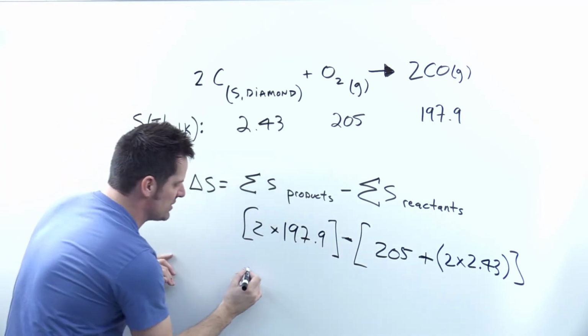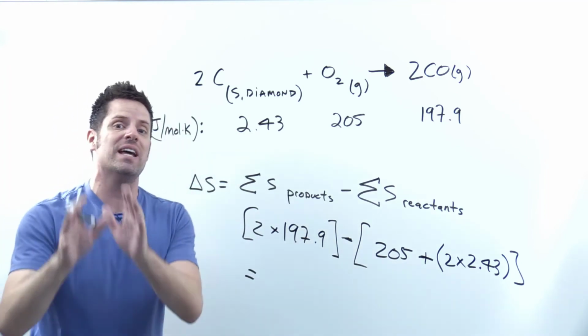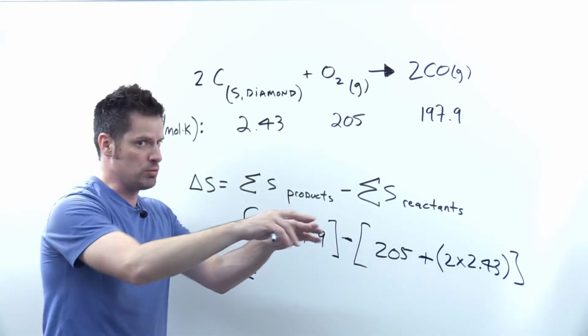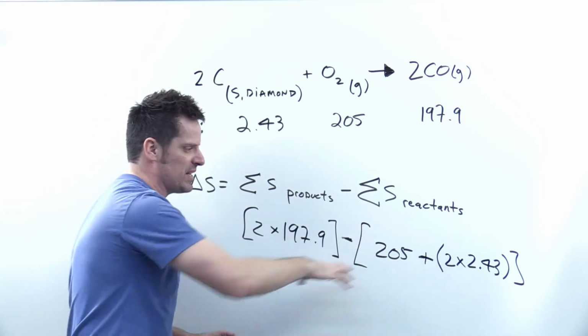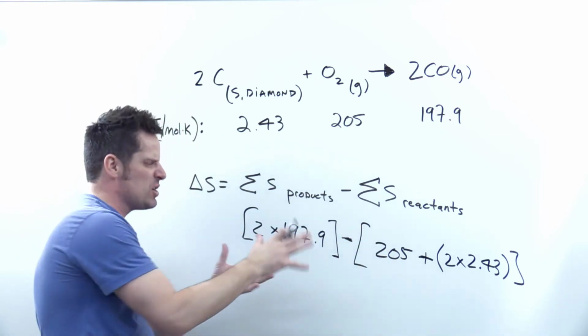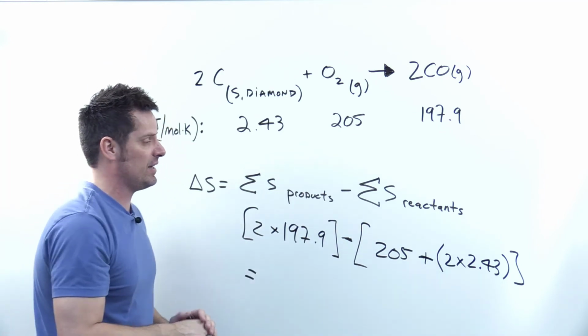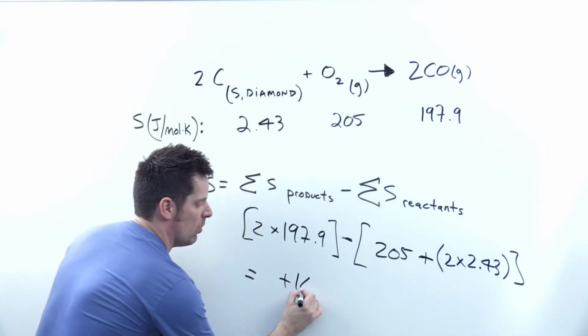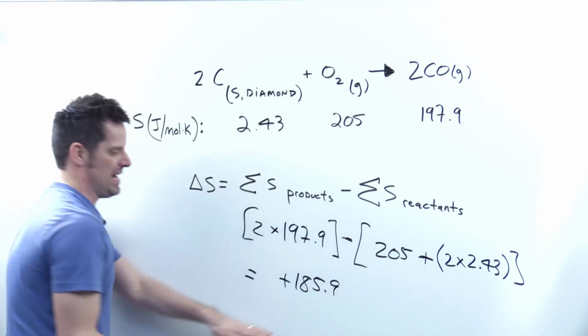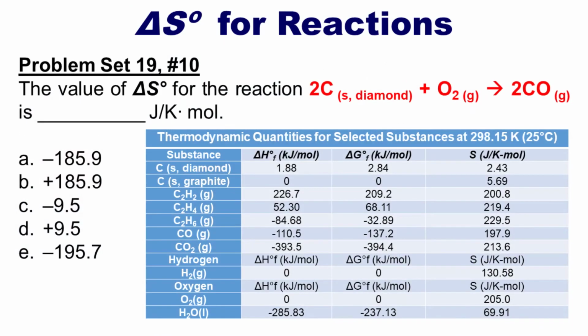When you do this in your calculator, you need to make sure that you do it very carefully. Use multiple lines if necessary, use parentheses wherever needed in order to make sure that you don't accidentally put something where it doesn't belong. When I ended up doing that on my calculator, I got positive 185.9, which lines up with answer B.